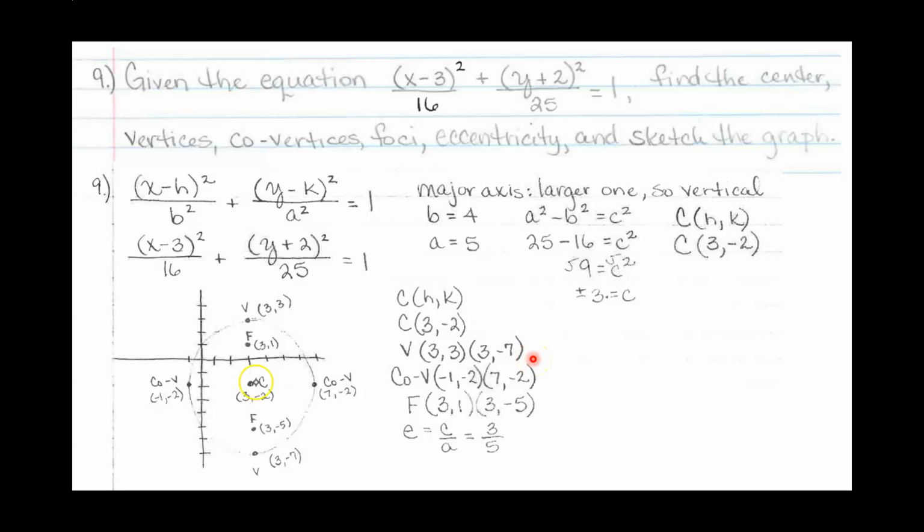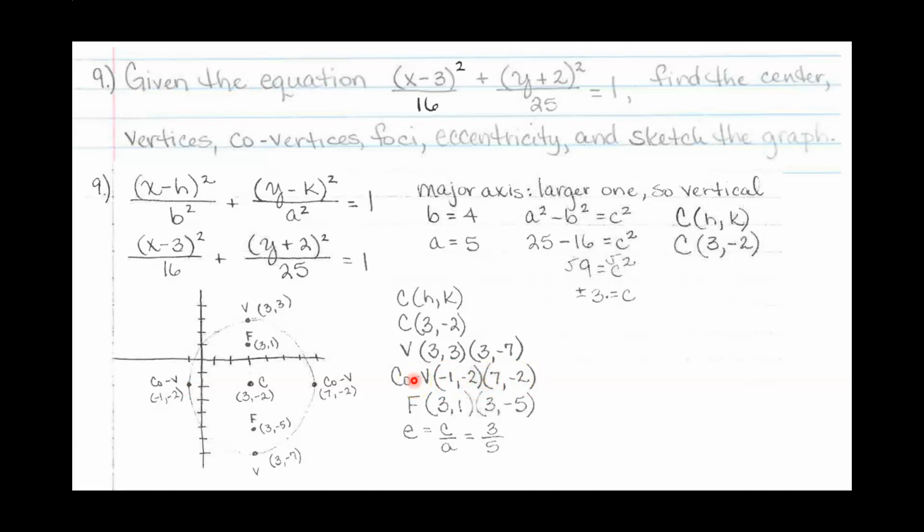The distance from the center to the end of my minor axis is my b value. So the distance from the center to the co-vertex is going to be b. So if b is 4, if I start right here at (3, -2) and go over 1, 2, 3, 4, I would be at (7, -2). And if I start at (3, -2) and go back 4, 1, 2, 3, 4, I would be at (-1, -2). So those are my two co-vertices.